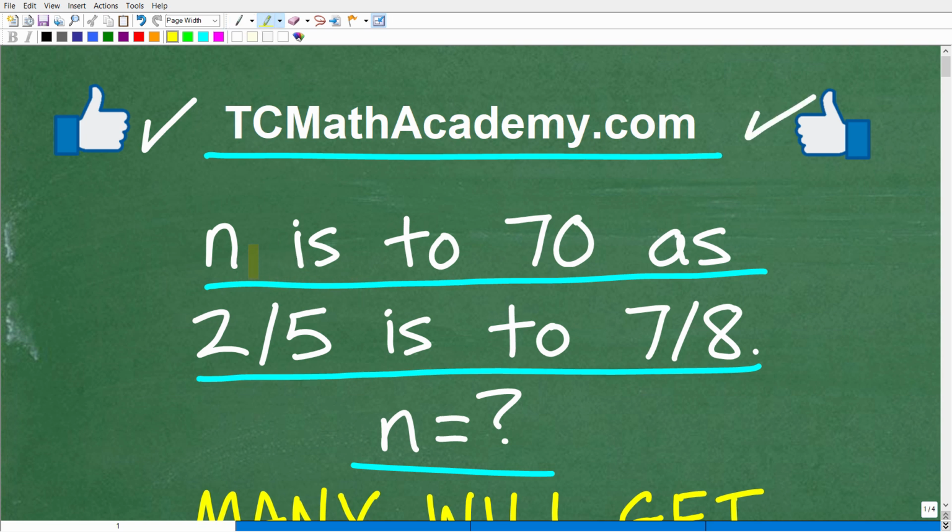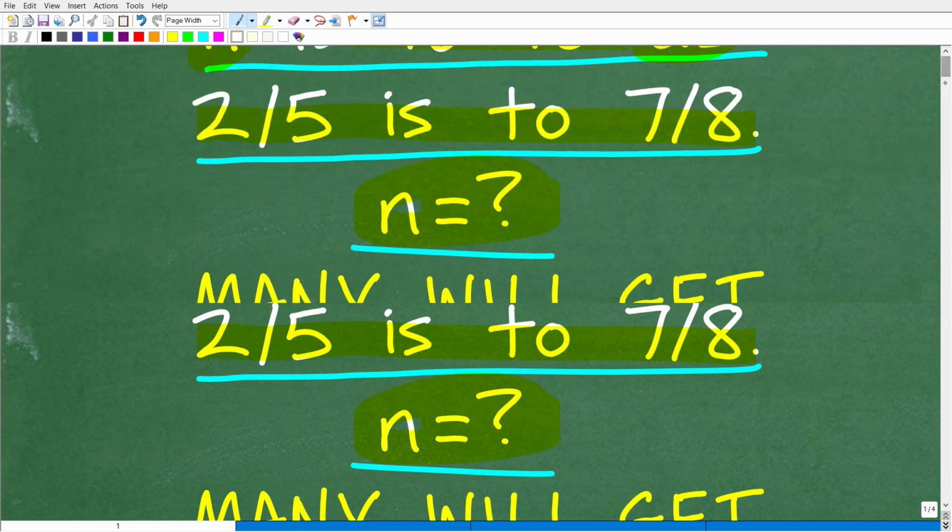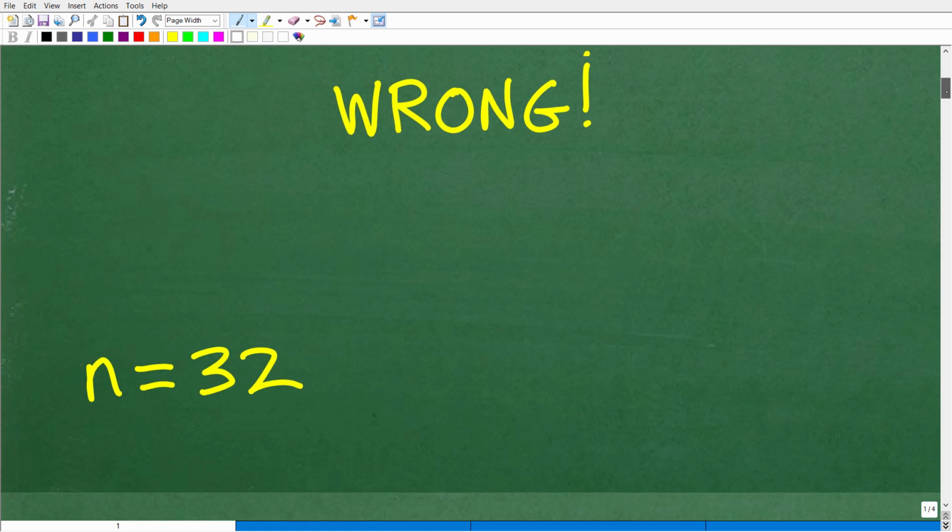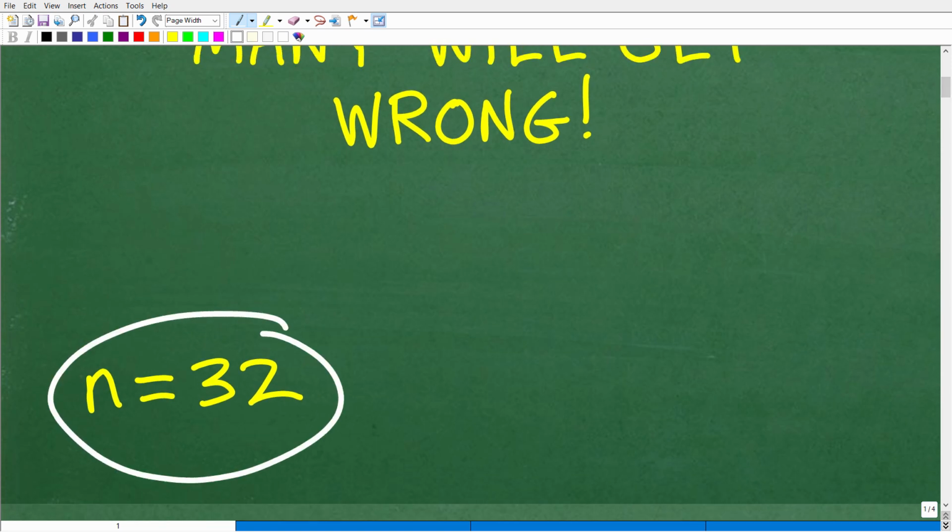Okay, so one more time, the problem is n is to 70 as 2 fifths is to 7 eighths. What is the value of n? And the correct answer is the following: n is equal to 32.